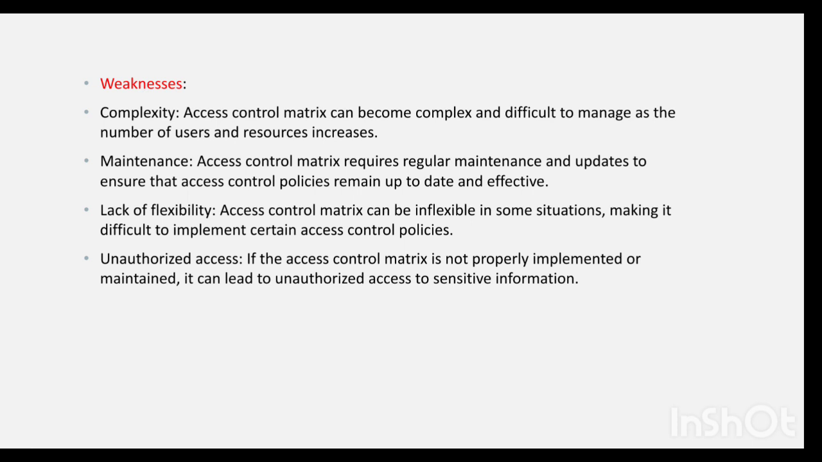The fourth one is unauthorized access. If the access control matrix is not properly implemented and its policies are not properly determined, it can lead to unauthorized access. An unauthorized person can access a resource, which is not good for the system.